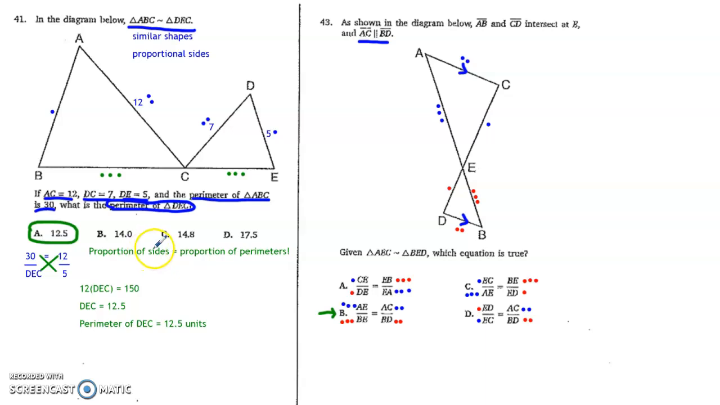The proportion of 2 sides of 2 similar triangles is equal to the proportion of their perimeters, which means the 30 over DEC, in other words, the perimeter of the big triangle over the perimeter of the little triangle, is equal to 12 over 5. Crisscross applesauce, and I get 12 and a half. The perimeter of DEC then is 12 and a half units.